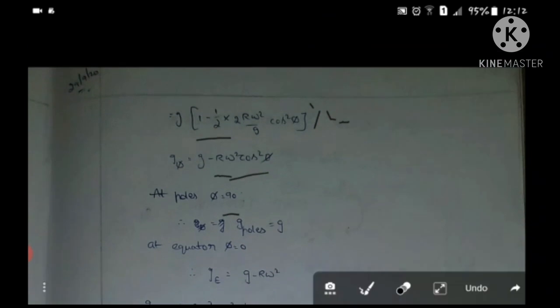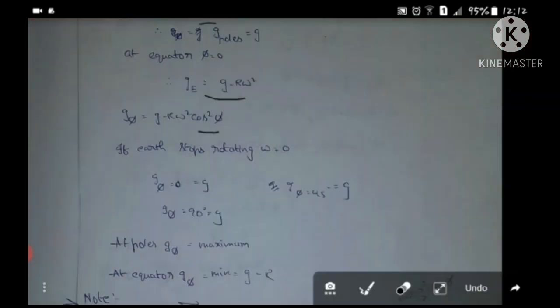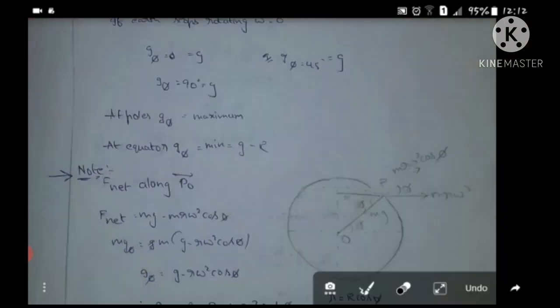At equator phi is equal to 0, and then we can write it as g E is equal to g minus r omega square. g phi is equal to g minus r omega square cos square phi. If earth stops rotating, then omega is equal to 0, therefore g phi is equal to g, whether phi is 90 degrees or 45 degrees. At poles g phi is maximum, at equator g phi is minimum, equal to g minus r omega square.